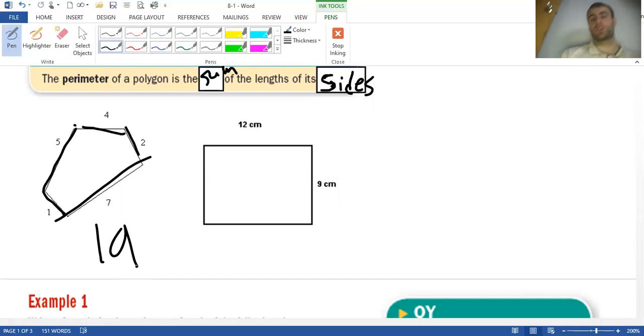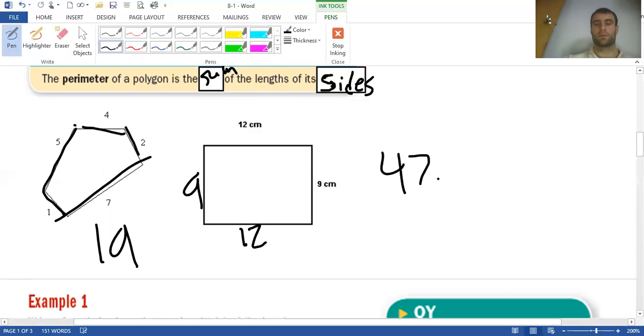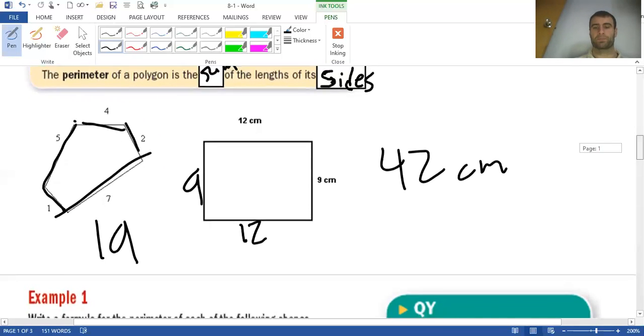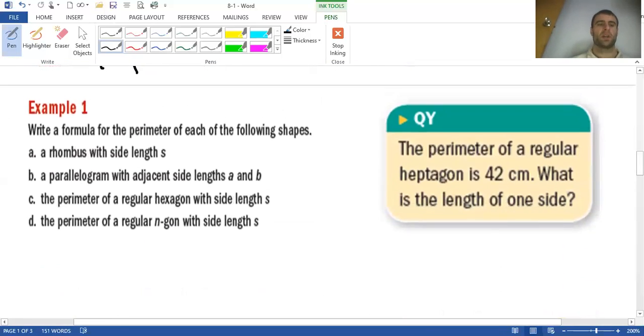But if we do assume that it is a rectangle, then we know that the opposite sides have the same length. And so 12 plus 12 is 24, plus 18 is 42. See that mental math? You could probably do it quicker than me, honestly. 42 centimeters.